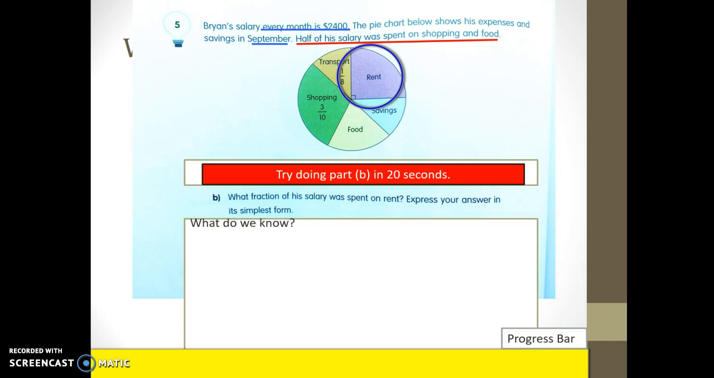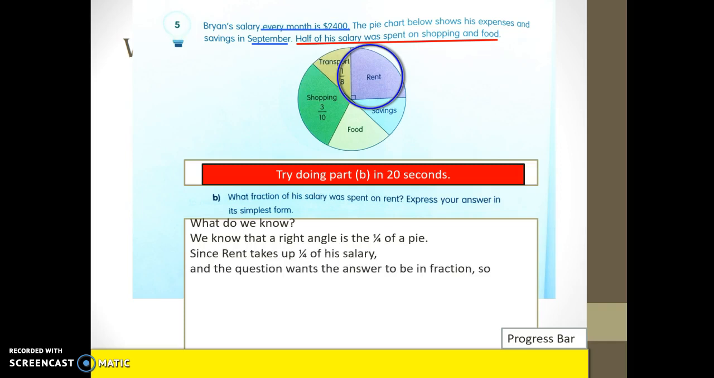Great, let's take a look. What do we know? Well, the right angle represents 1/4 of a pie, right? Since rent takes up 1/4 of his salary, and the question wants the answer in fraction, so ta-da, 1/4 is the answer.